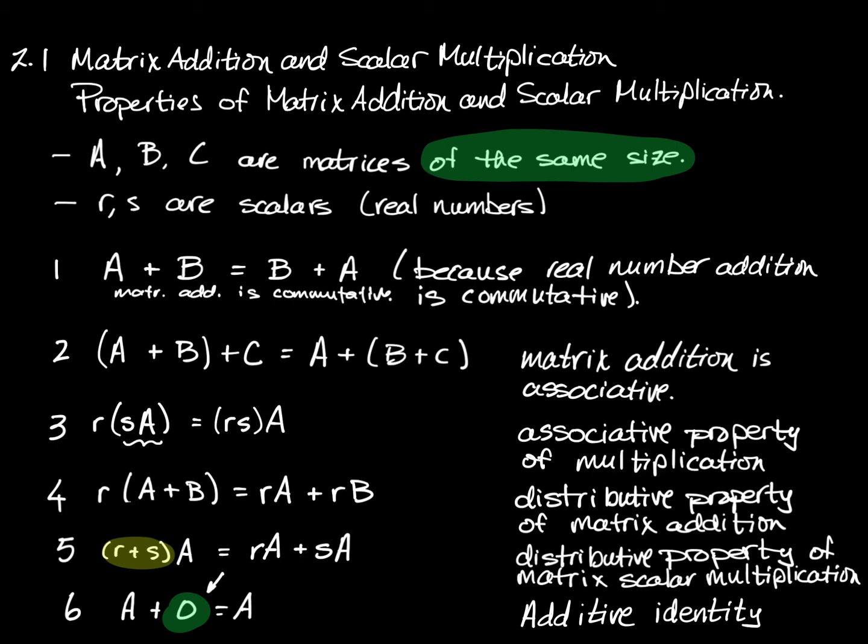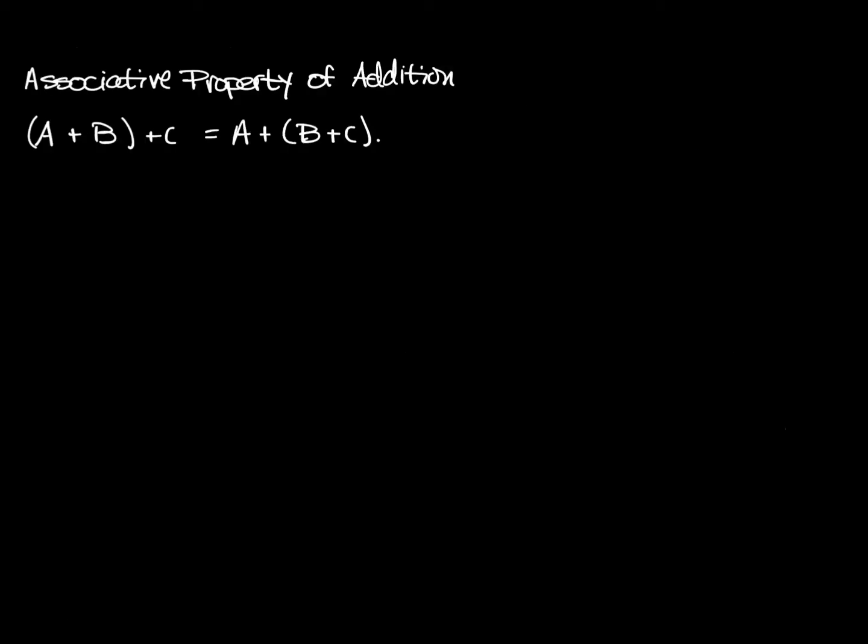So this is the list of properties, and I'm going to take a minute now and prove one of them. All right, let's prove the associative property of addition. The associative property of addition is the one that says that if you take two matrices and add them together and add a third matrix, you'll get the same result as if you add the second and third matrix together first and then add the first matrix.